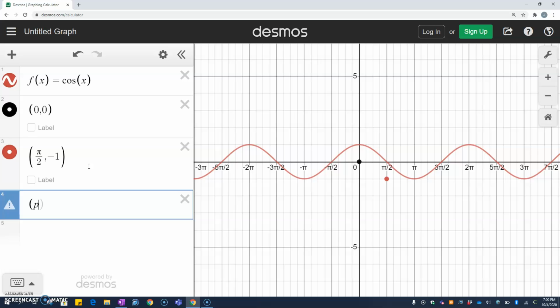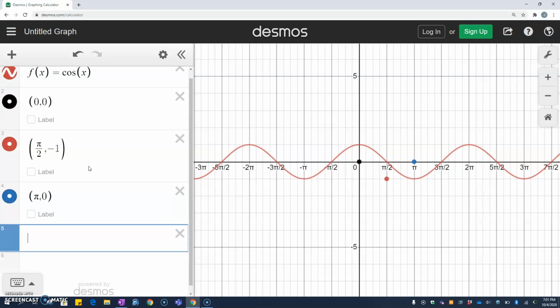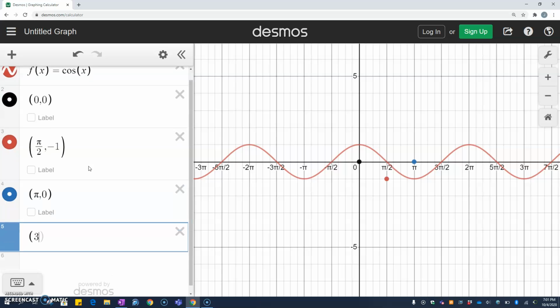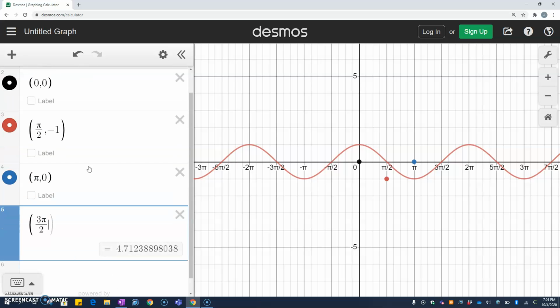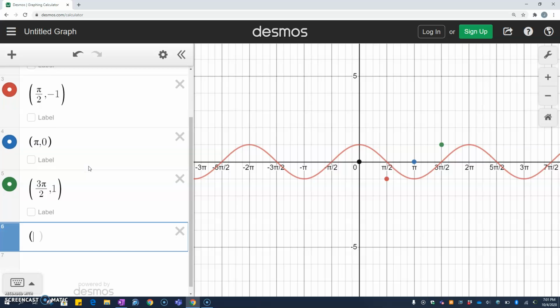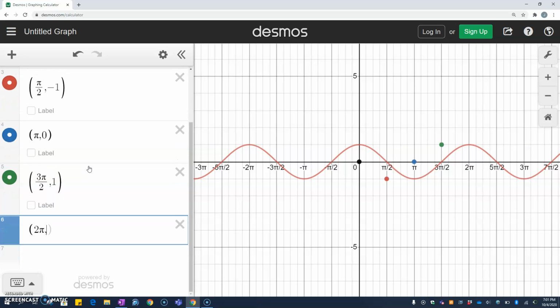Then if we go to pi, it looks like we're back to a horizontal tangent line, so we've got 0. All right, so at 0 the slope is 0. At pi over 2 the slope is negative 1. At pi the slope is 0. So we'll go to 3 pi over 2, and at 3 pi over 2, it looks like we're at a positive 1 slope. So we'll plot that, and then at 2 pi, it looks like we're back to a 0. So we're starting to see some of that oscillation that we typically encounter with sine and cosine.